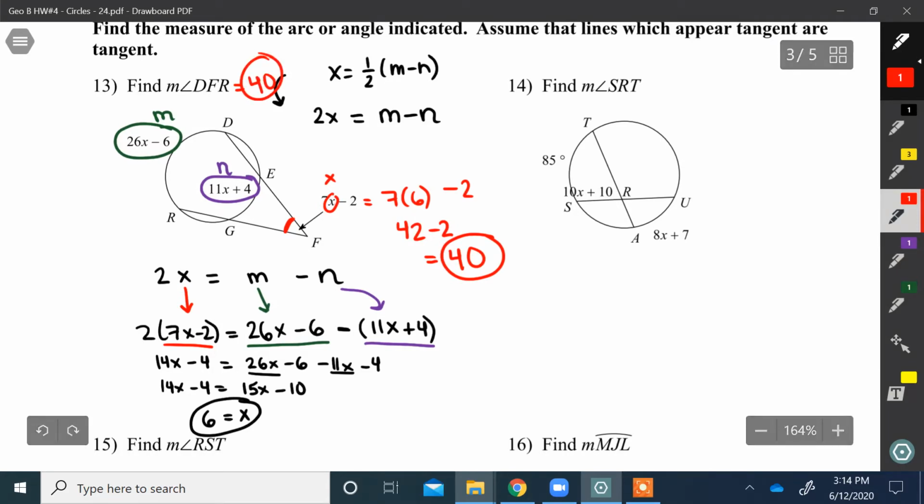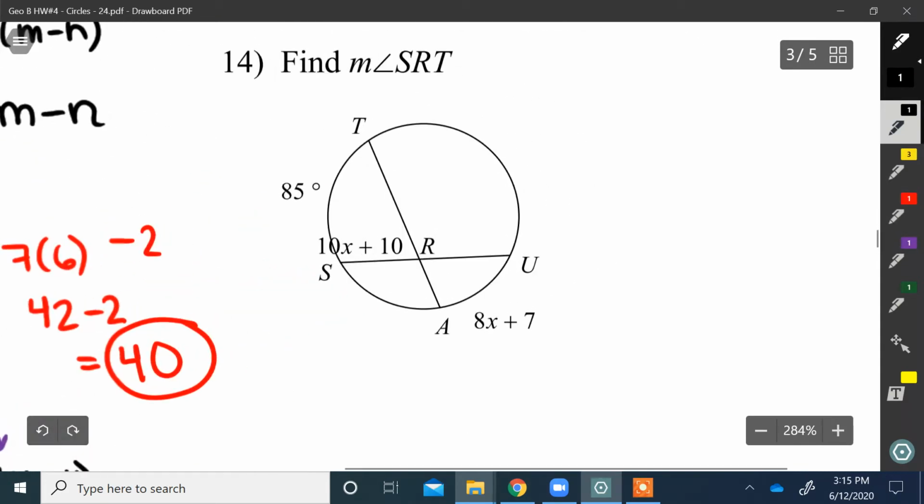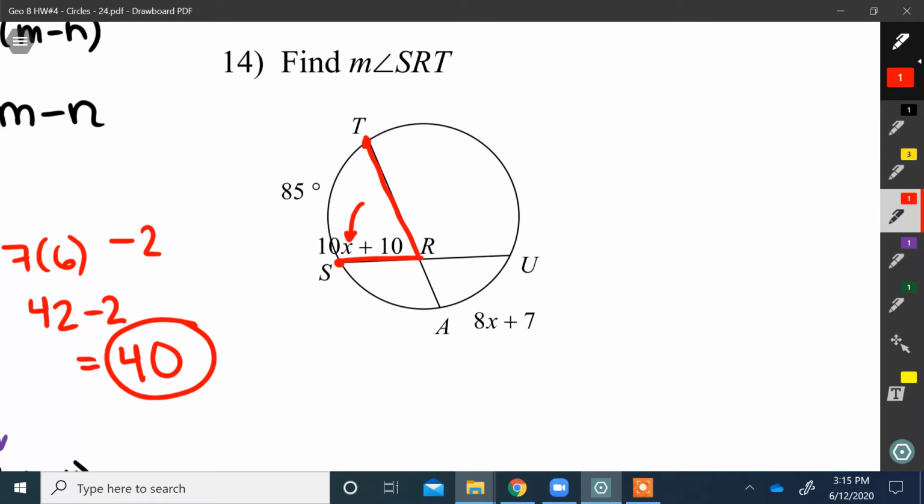Okay, so number 13 and the rest of the problems require one extra step. You're not just finding x, you're also finding the measurement of DFR. But finding that is easy after you find x. Same idea with number 14 in here. They're asking you to find SRT. So after you find x, you're gonna plug in there, and that's gonna give you your final answer.